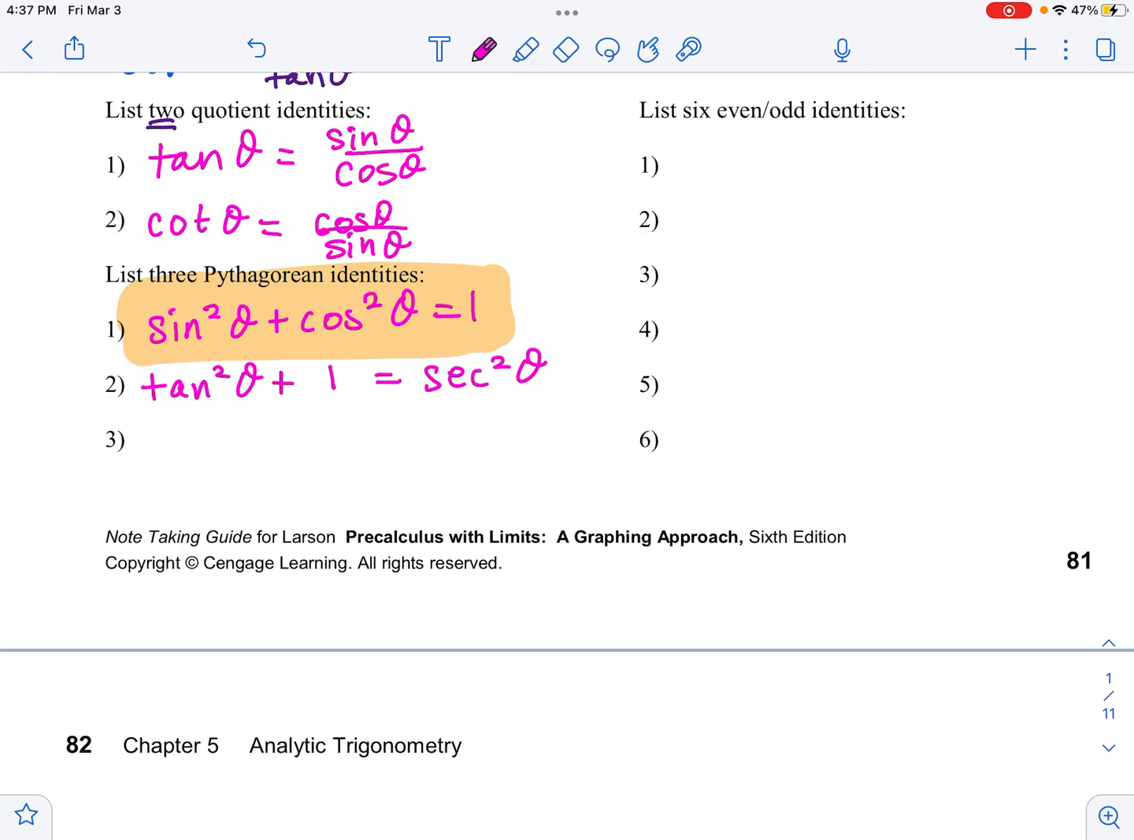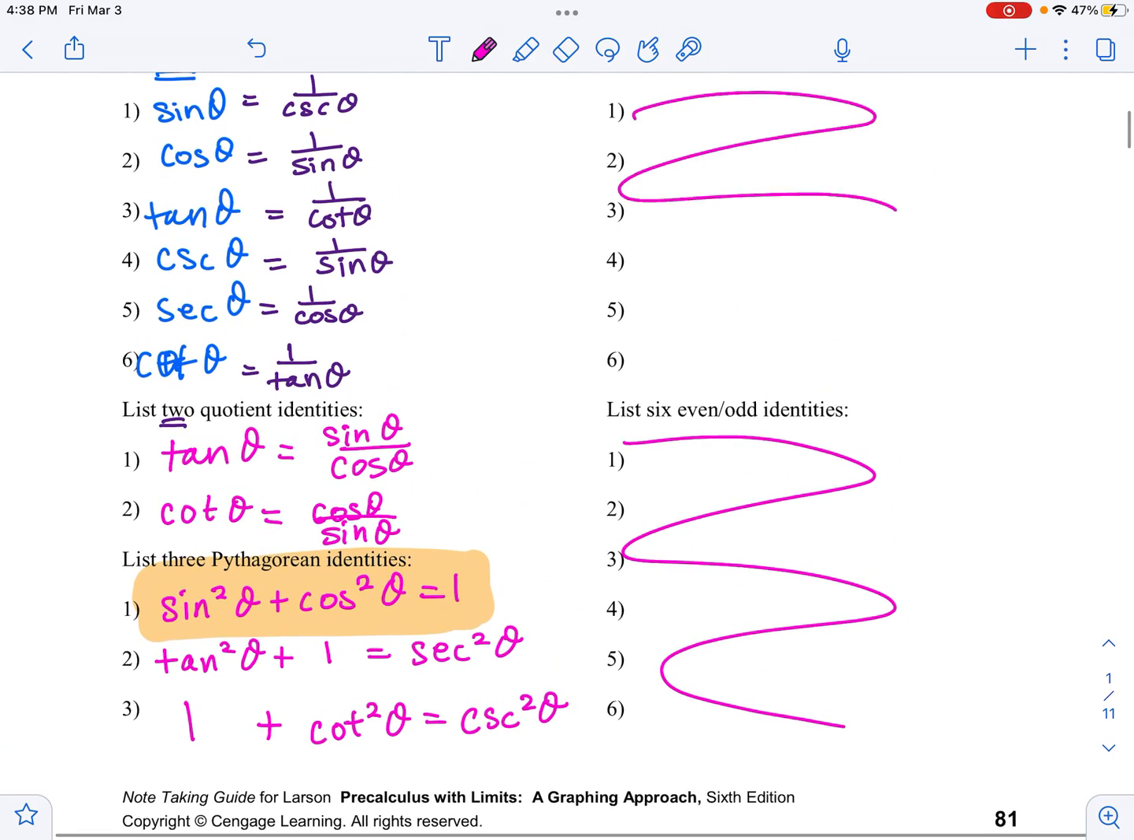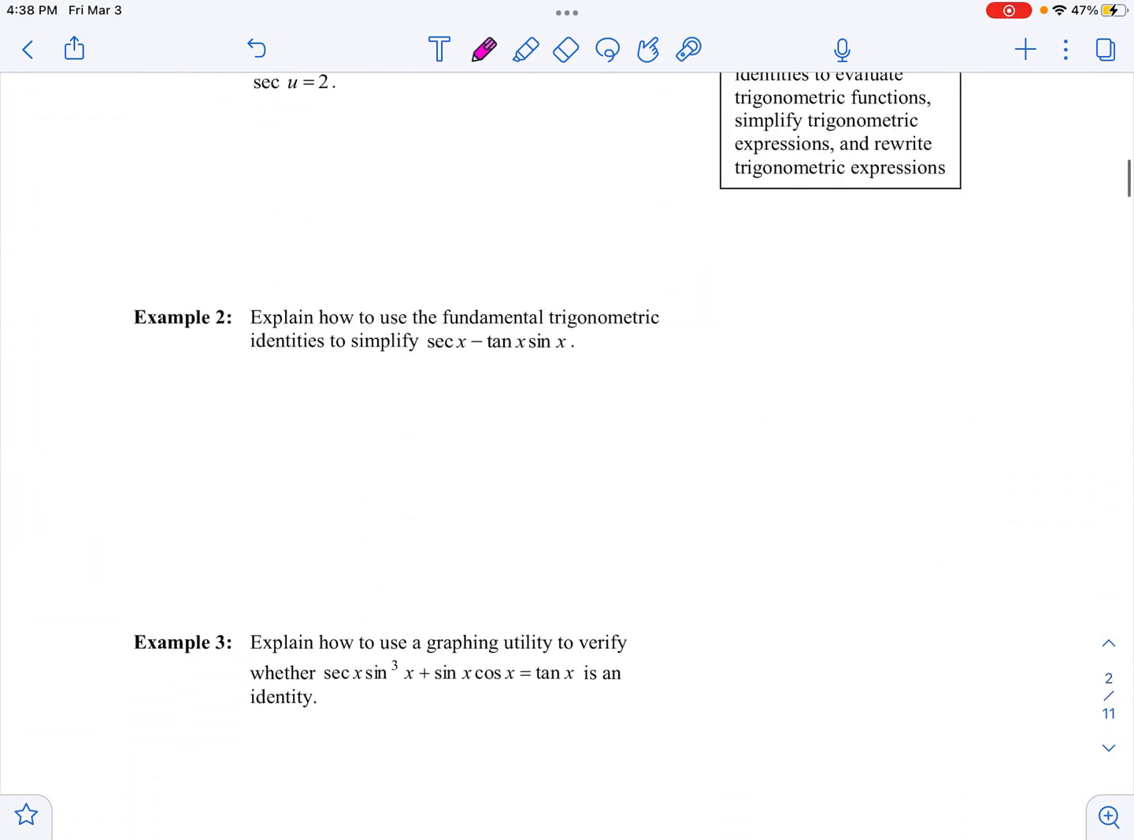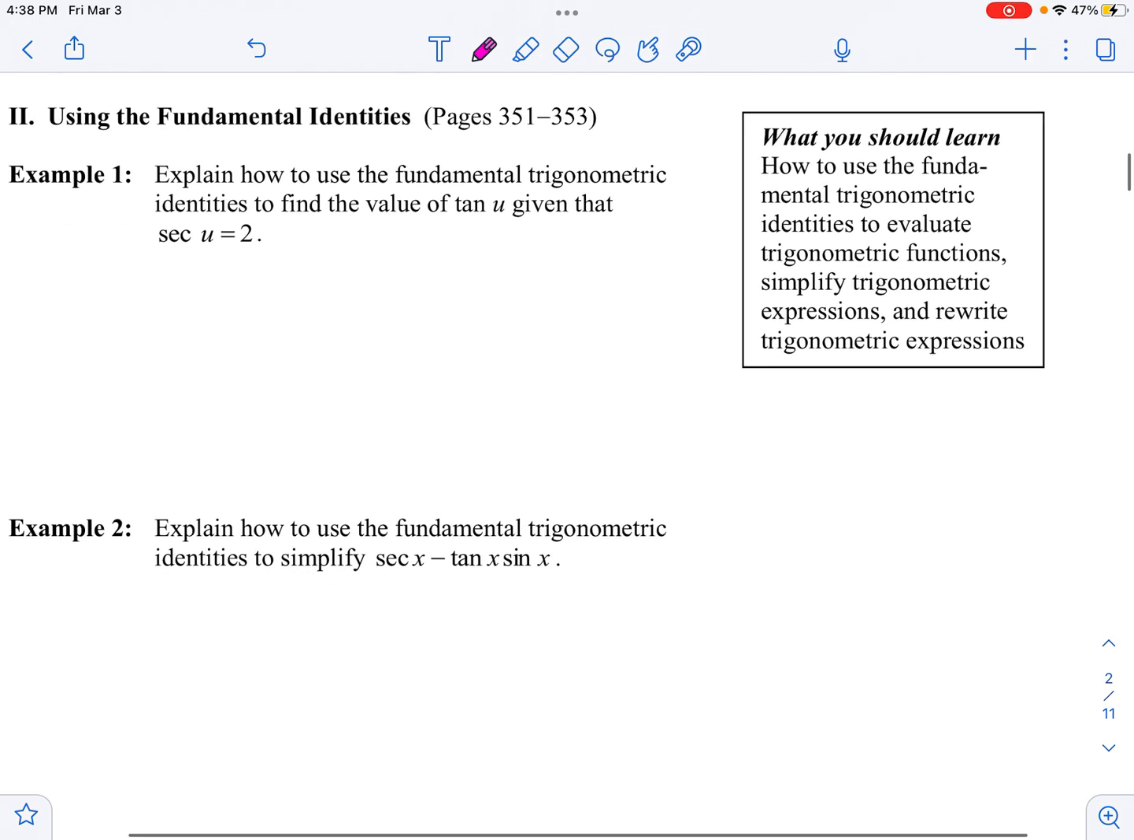The last one is if I took the original sine squared plus cosine squared equals 1 and divided it by sine squared. Sine squared divided by sine squared is 1. Cosine squared divided by sine squared is cotangent squared. And 1 divided by sine squared is cosecant squared theta. So those are our 3 Pythagorean identities. We're not going to work on the even and odd identities or the cofunctions. Okay? So how would I use the fundamental trig identities to find a value?